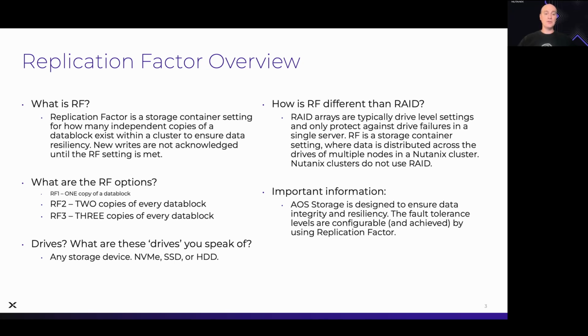What are the RF options? Well, there's RF2, which means there are two copies of every data block. And there is also RF3, which means there are three copies of every data block. Yes, there is RF1. There are some specific use cases where that may come up. I'm not going to review them here. Please read the documentation about it if you're interested.